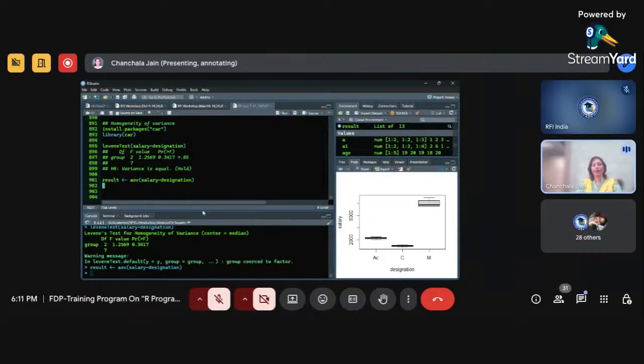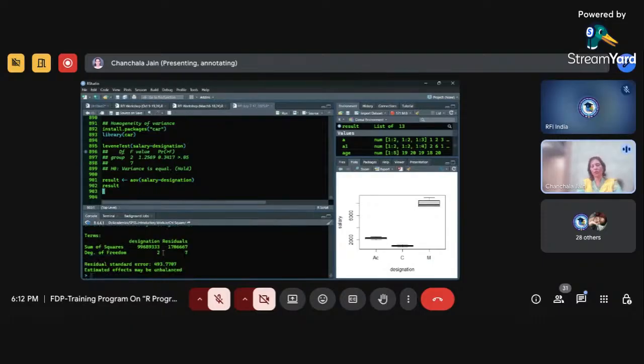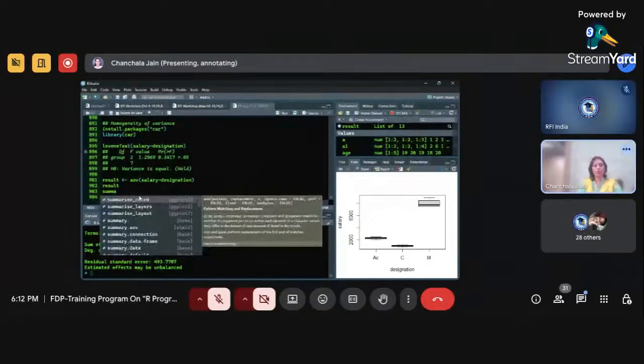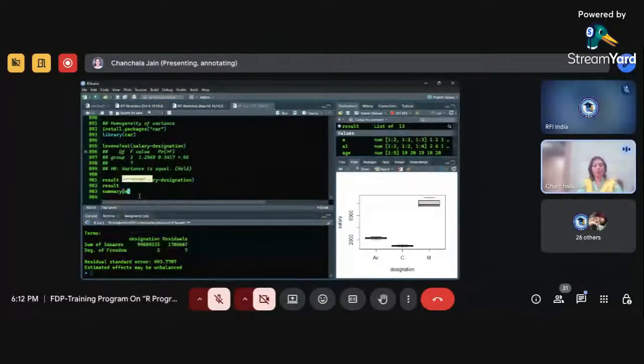So then I have run this line. I hope everyone has done this. Now, if you run or call the result object, you can see you're not getting sufficient information. It is not showing anything regarding the p-value and all, right? So you need to now use the summary function, and then pass the name of the object wherever you have stored the result.